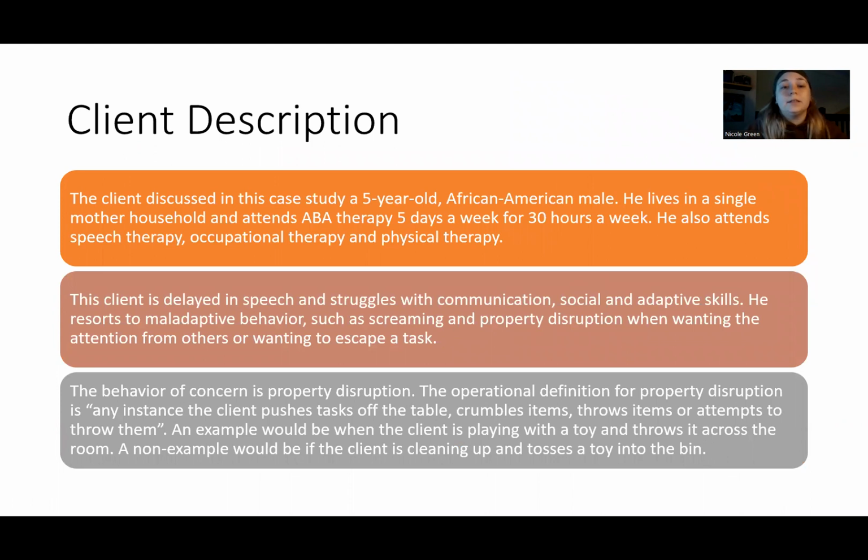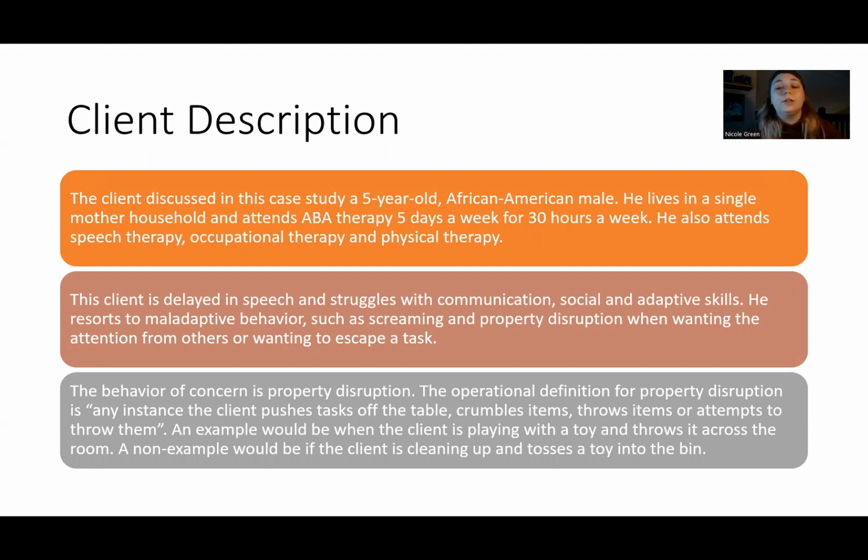The client discussed in this case study is a 5-year-old African-American male. He lives in a single mother household and attends ABA therapy 5 days a week for 30 hours a week. He also attends speech therapy, occupational therapy, and physical therapy. This client is delayed in speech and struggles with communication, social, and adaptive skills. He resorts to maladaptive behavior, such as screaming and property disruption, when wanting attention from others or wanting to escape a task. The behavior of concern is property disruption.